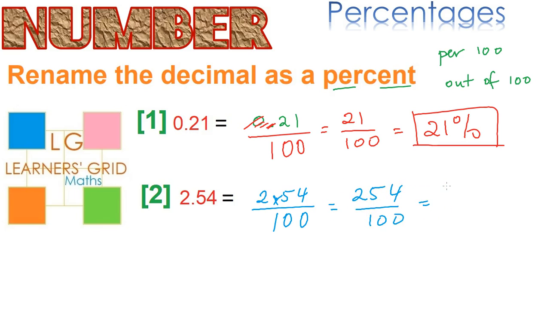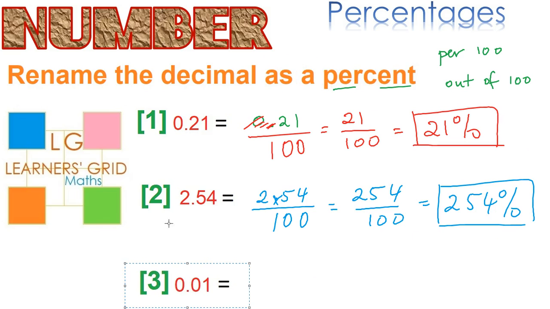So now it's out of 100, which means 254%. We can check these, we'll do that later. Let's try one more idea. Let's try this one and see how we go.